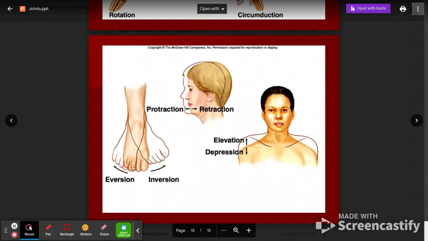Protraction, retraction. You can practice this one sitting there. Give me a retraction. Give me a protraction. Give me an elevation of the shoulder. Give me a depression of the shoulder. Different muscles are helping you do all those motions.